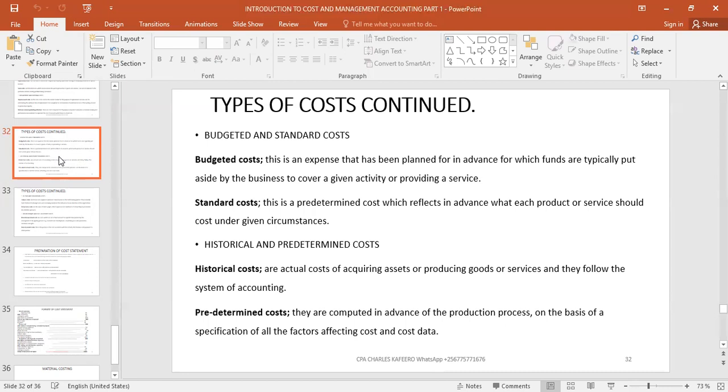These costs, you plan or you forecast them, and you put them aside to cater for whatever activity you are going to perform. Then the standard costs, this is the predetermined cost, which reflects in advance what each product or service should cost under given circumstances.